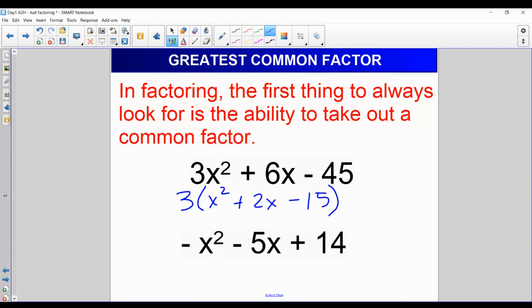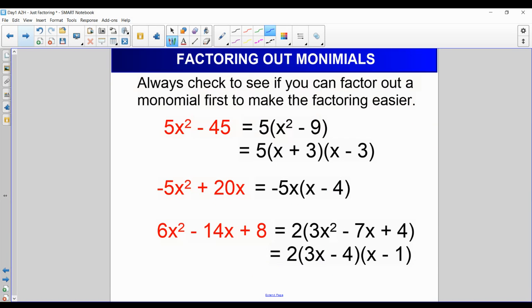Okay, if I look at this other one, the way I can make my life a little easier is by factoring out a -1, leaving x squared plus 5x minus 14. So it's always easier to start with a positive leading term. All right, so if you look at these, you can see what I have done in this first one. We've factored out the 5.